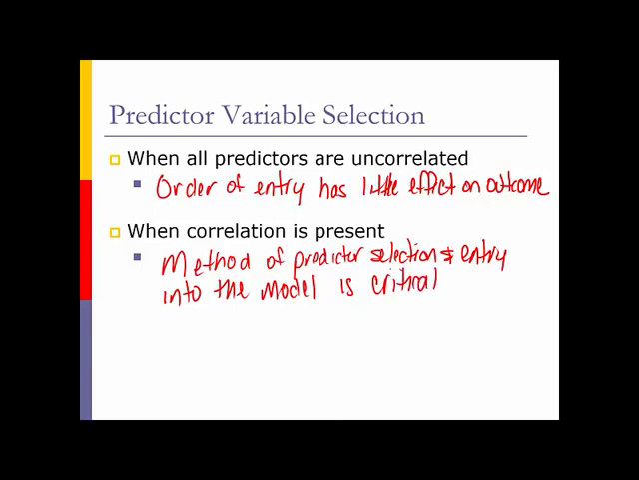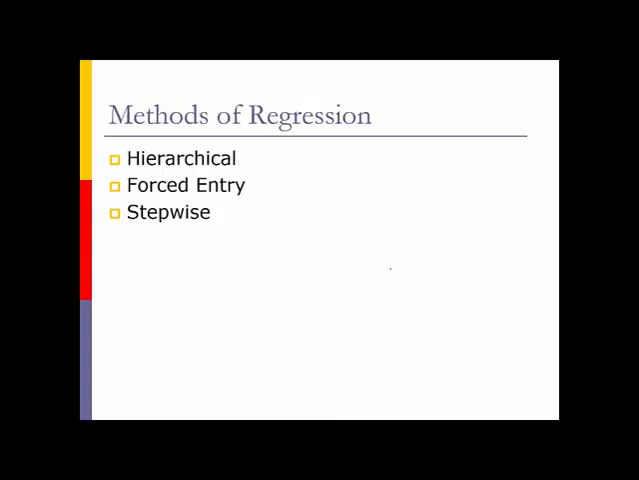Okay, and we're going to spend some time talking about how we put these elements into the model itself. And that's actually our next conversation. There's 3 methods: hierarchical, forced entry, and stepwise. And we're going to go over the 3 of these, and we're going to learn which ones we should probably go with.